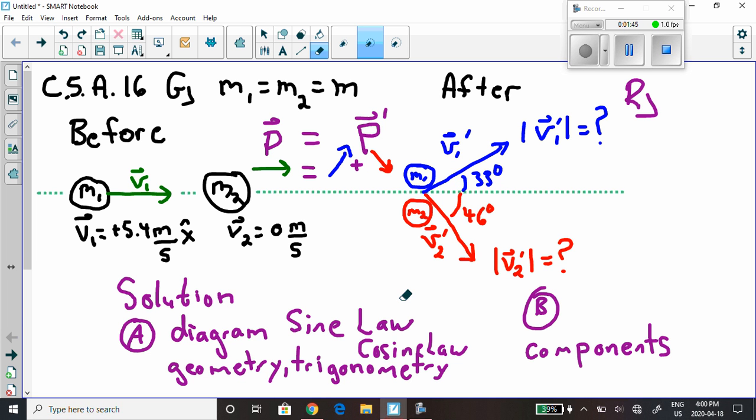So how can you solve it? Well, you can do it with a diagram. I've shown you some of those already. And then apply sine law, cosine law, geometry, trigonometry, and you can solve it. It can be done this way. I've seen students do that, these types of questions. Or you could try component methods. I've seen students be successful with components on these types of questions. Either one's fine, but this is what it's telling you. This is the setup.